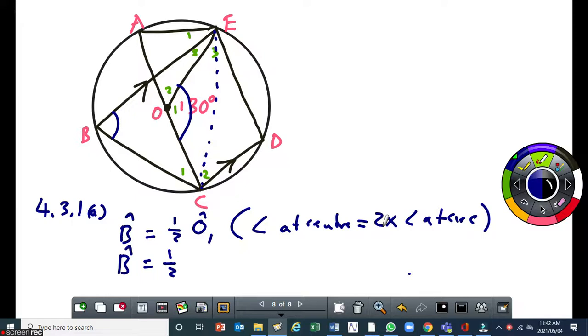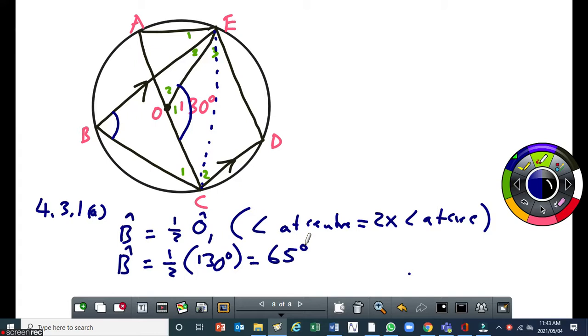Okay, so we use theorem 1 because angle B is at the circumference, and angle O1 is at the center. So we use theorem 2 as I did there. So this becomes angle B is equal to half times 130 degrees, and you get 65 degrees. So give yourself another mark for the size of angle B.